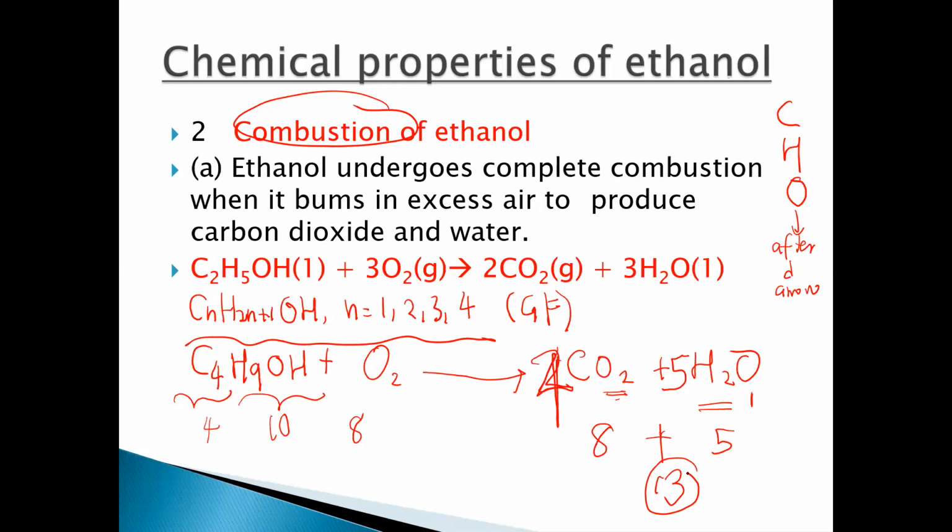But if I am doing an alcohol, I cannot do straight away 13. Salah. I cannot put 13 over 2. Cannot, because I have an oxygen here. Kalau cikgu ada oxygen kat sini, cikgu kena tolak dia dulu. 13 minus 1 is how much? 12. Okay, I've got 12. Now, how do I make this? Put 6. Correct. I put here 6.